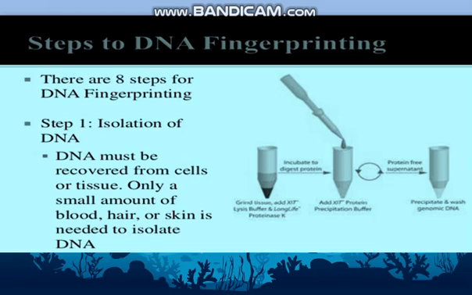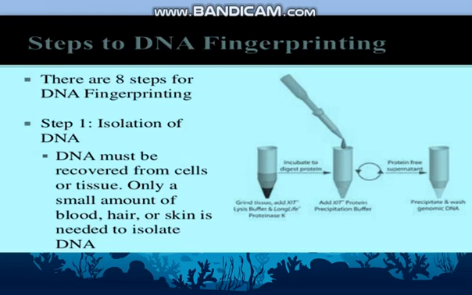There are 8 steps for DNA fingerprinting, and step number 1 is isolation of DNA. That is, we have to separate the DNA from the sample. The DNA should be recovered from the cells or the tissue, and only a small amount of blood, hair, skin, semen or any other sample is needed to isolate the DNA. The tissue is taken and from the cells DNA is isolated. Here the process of isolation of DNA is shown. So this is the first step of DNA fingerprinting.